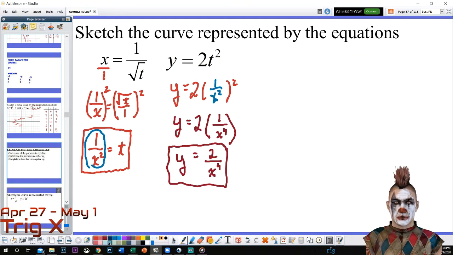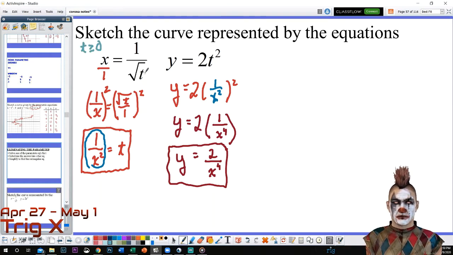Now, before we move on to the next screen, something very important up here to notice is that we really should have created a domain right here. I needed to know that from the very beginning, our t value has to be 0 or bigger.